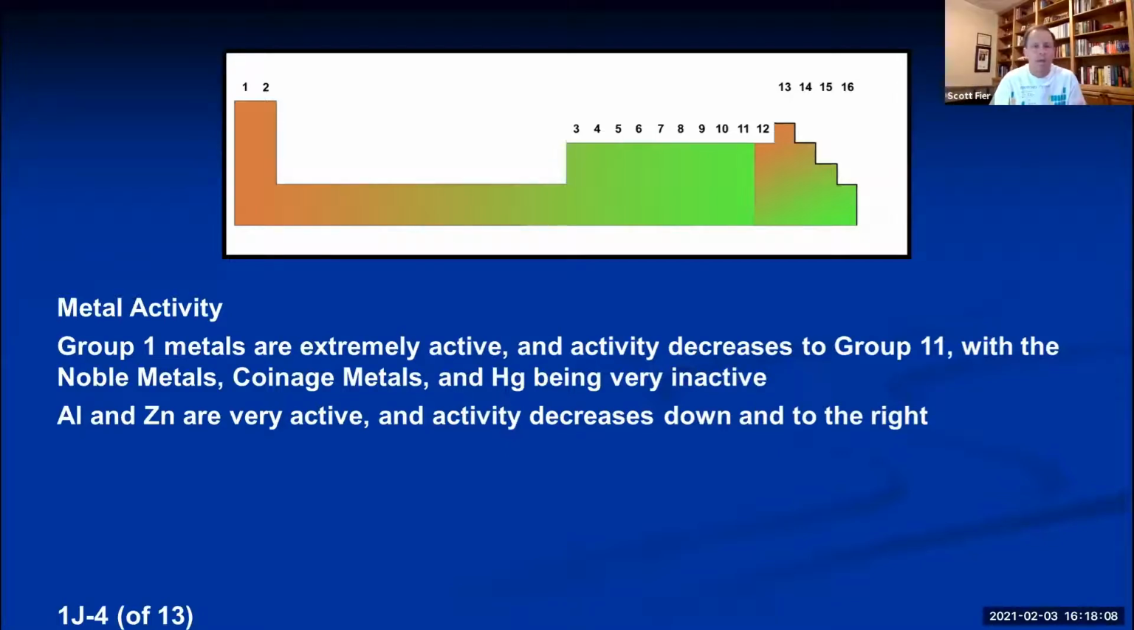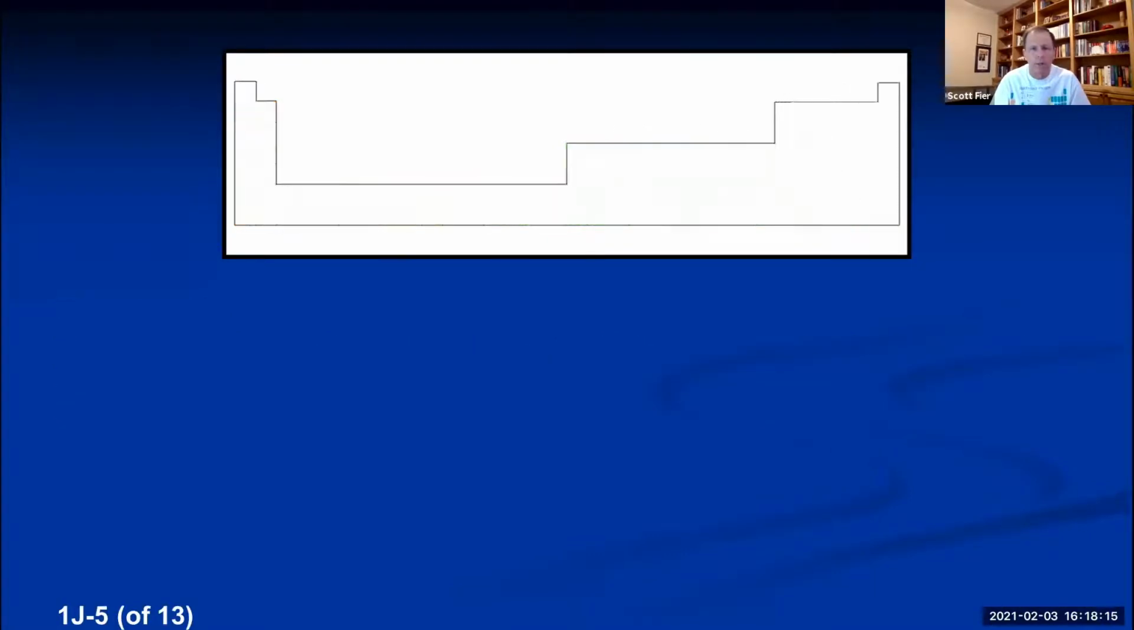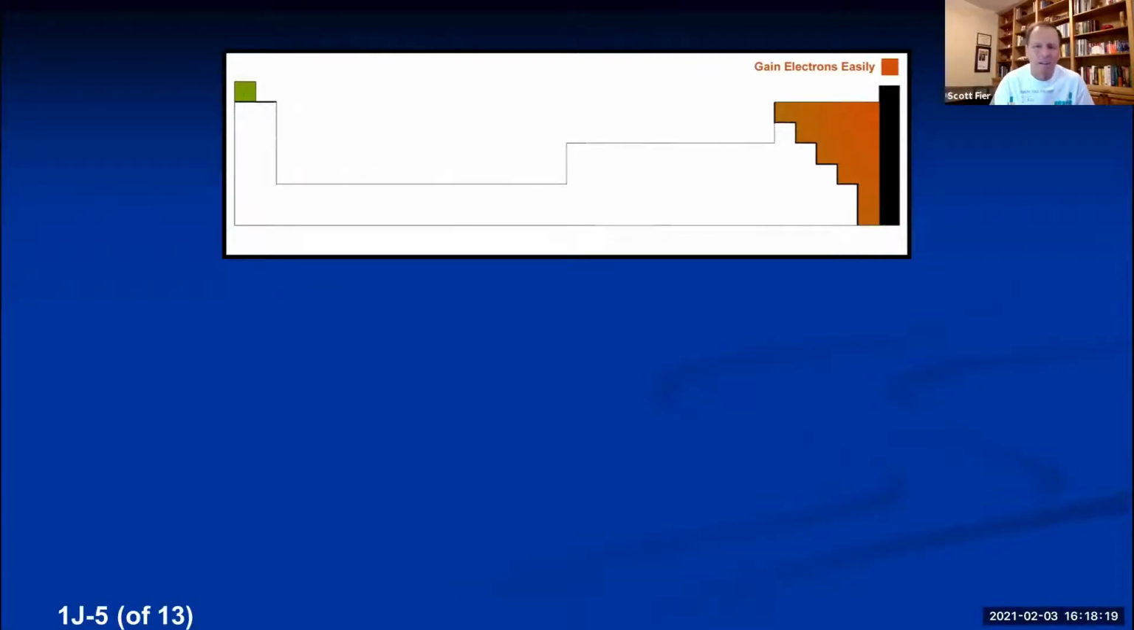Okay? Let's go to the other group of the elements that exist, the ones that we haven't been talking about so far. So on the periodic table, they're these elements. These are the ones that tend to gain electrons easily because their ionization energies are so high, you can't pull electrons off of them. But their electron affinities are really exothermic, so they gain electrons really easily. These are called the nonmetals.